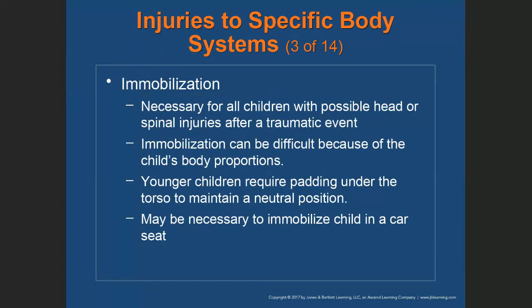Immobilization is necessary for all children with possible head or spinal injuries after a traumatic event. Immobilization can be difficult because of the child's body proportion. So you might need to use a short backboard. If they're on the spine board, you may have to pad spaces on the board so that they don't shift all over the place. It may be necessary to leave them in the car seat and secure them. You will be guided by your protocols.